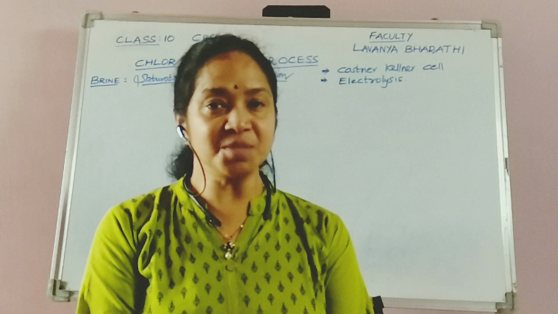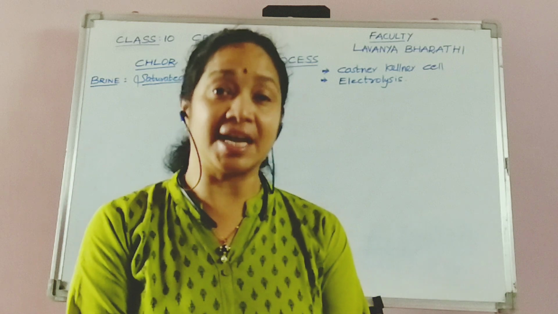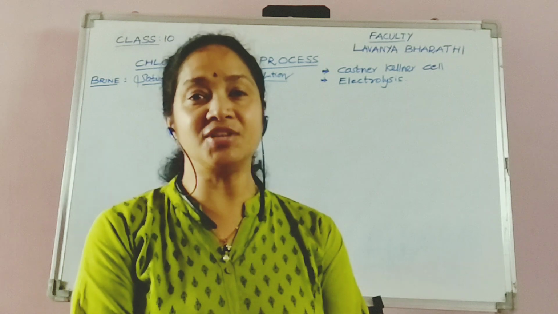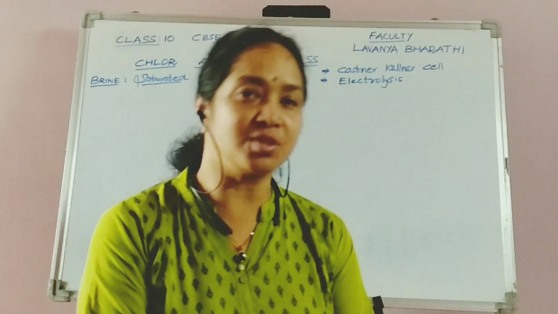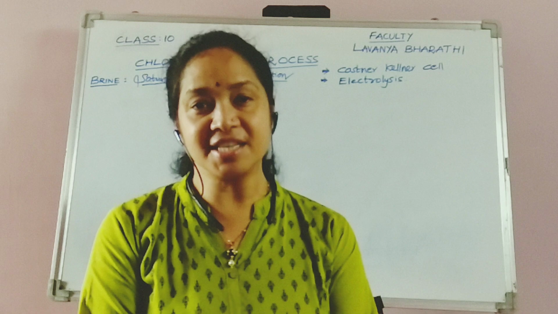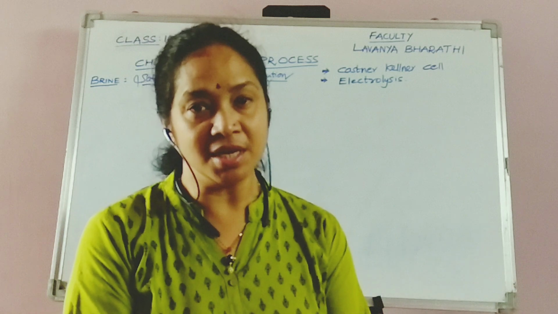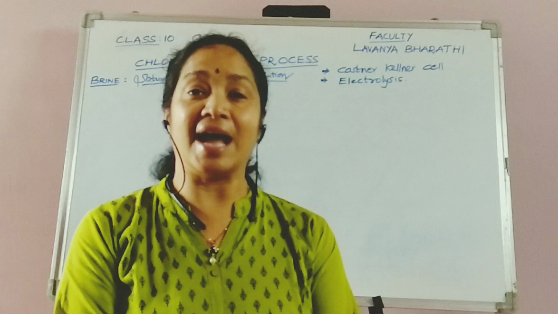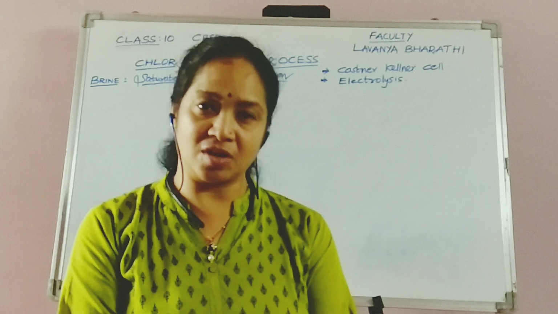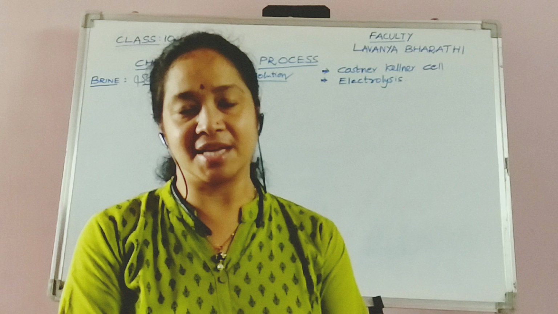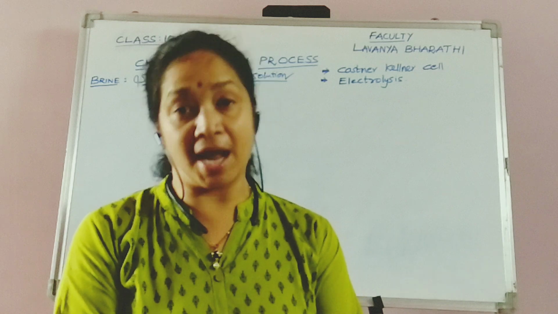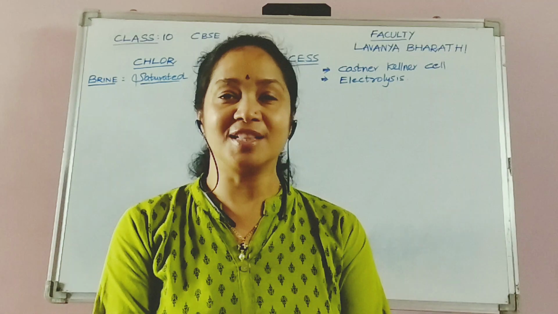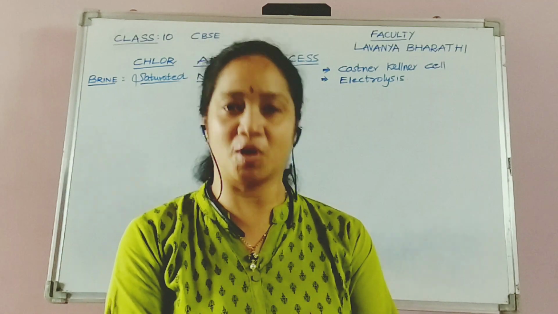Chlor-Alkali. Here in this process, a saturated sodium chloride aqueous solution is taken and electric current is passed into that aqueous solution. When electric current is passed, it undergoes a decomposition reaction. It releases an alkali, namely sodium hydroxide, and chlorine gas. Along with alkali and chlorine gas, hydrogen gas is also obtained. So we call this the Chlor-Alkali process.